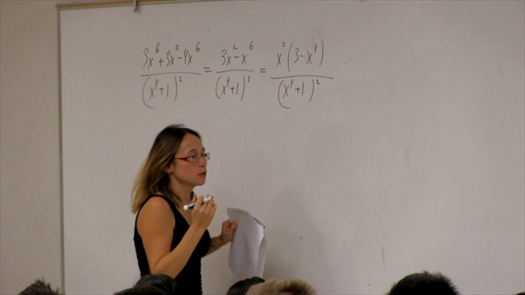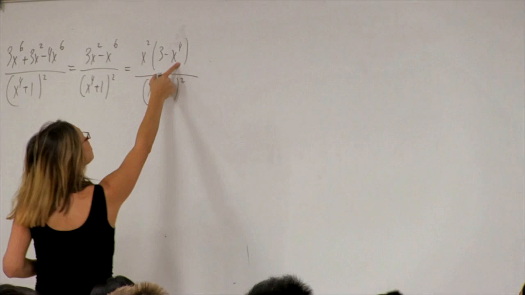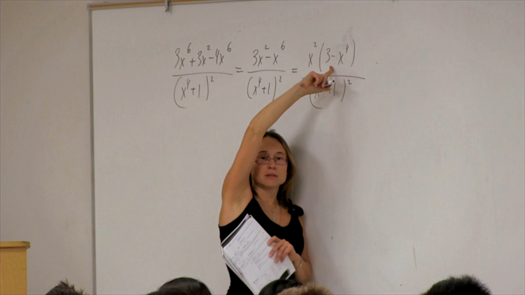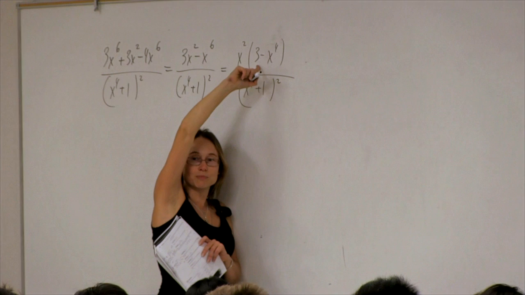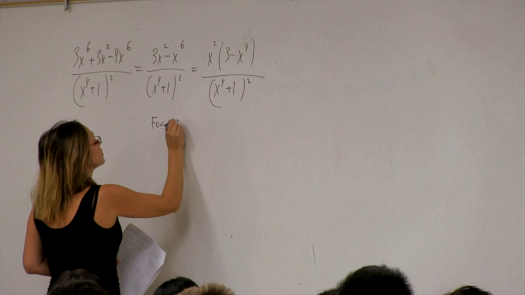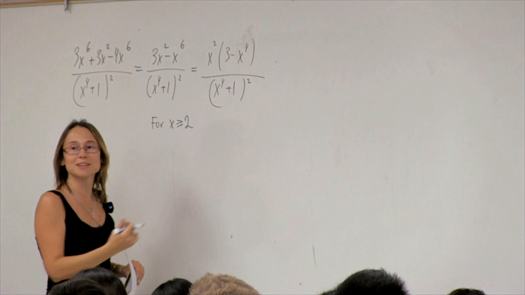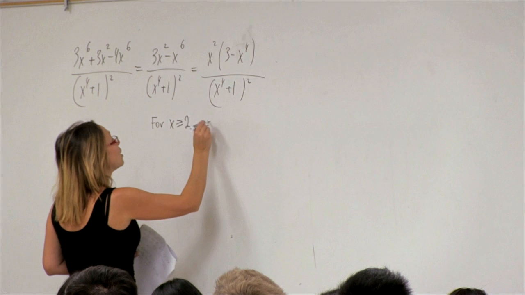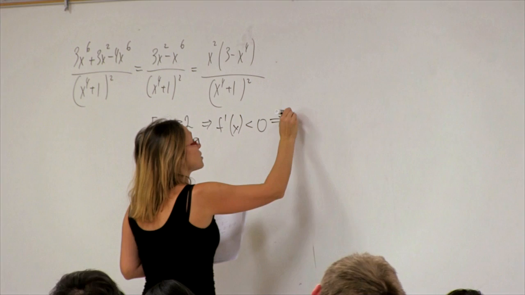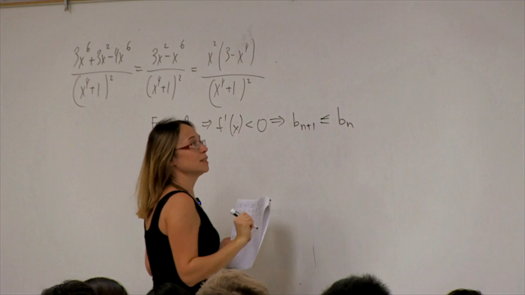And its sign depends on the sign of 3 minus x to the fourth. Obviously, when x is equal to 1, this is positive. But starting from 2, you can see that x to the power of 4 is much larger than 3. So for x starting from 2, and I don't care about 1.5, I'm only worried about the integer numbers, if x is greater than or equal to 2, f prime of x is negative. So we can be assured that the terms of the sequence decay.